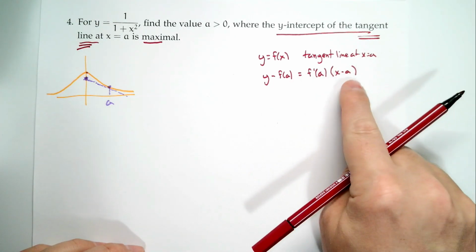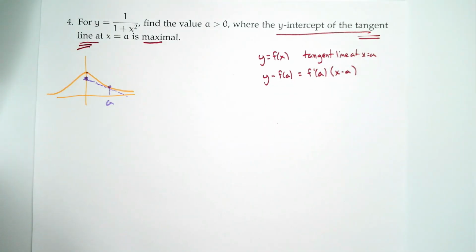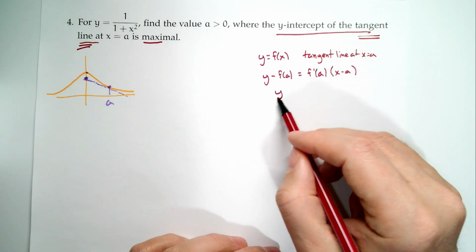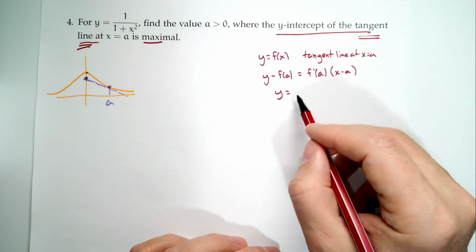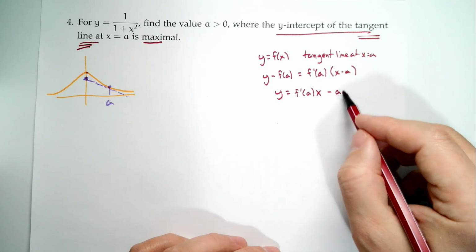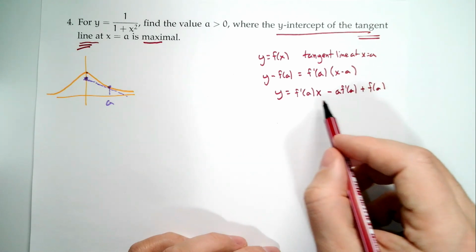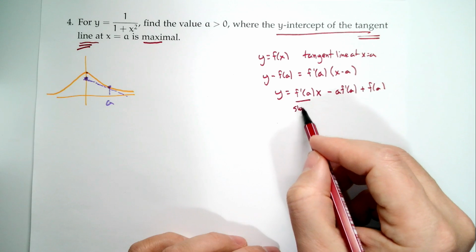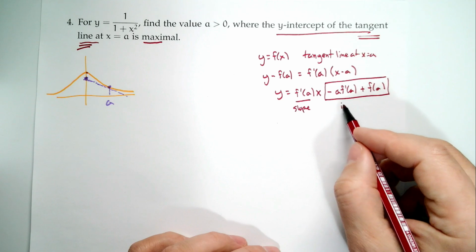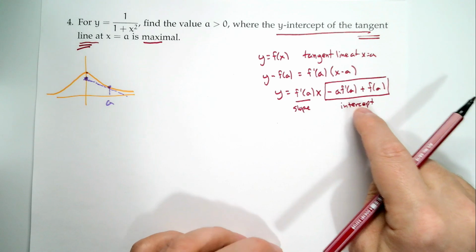So (a, f(a)) is the point, f prime of a is the slope. So this is the slope-point form. Now, let's rewrite this. We'll move the f of a across, so you get y equals, and we'll distribute the f prime of a through: f prime of a times x minus a f prime of a plus f of a. Now, this is our slope, and this whole expression right here, that's our intercept. Okay, so that's what we're after.